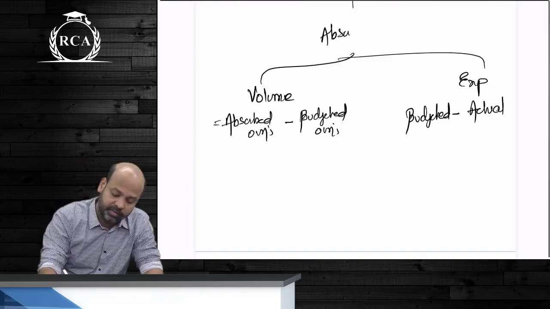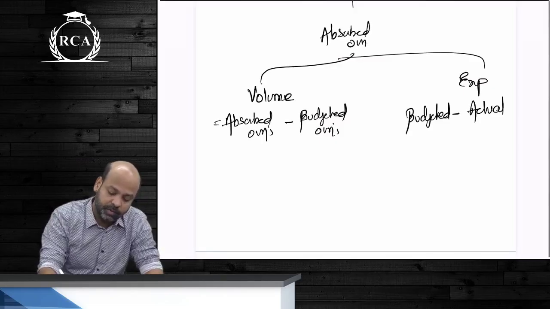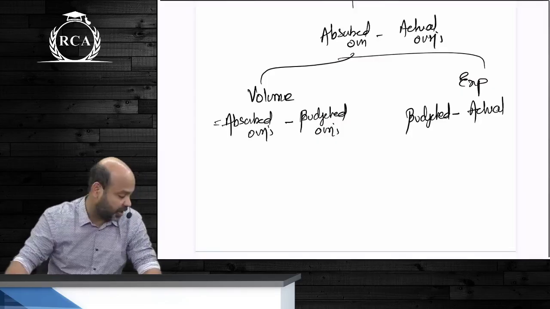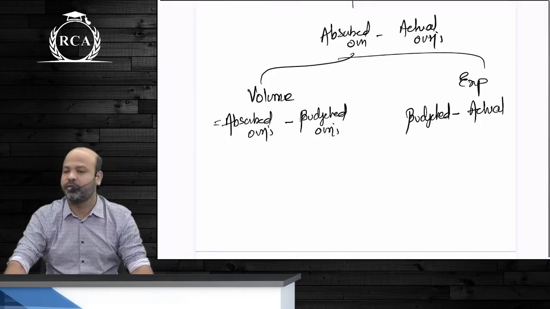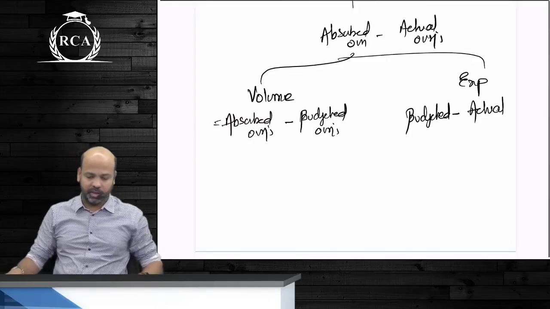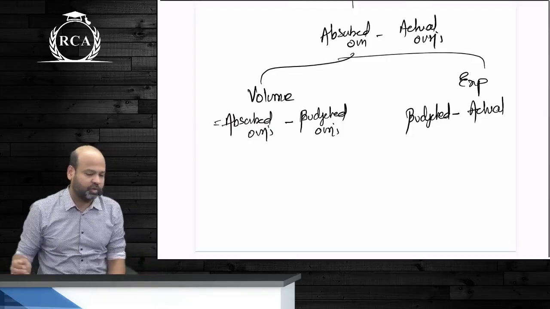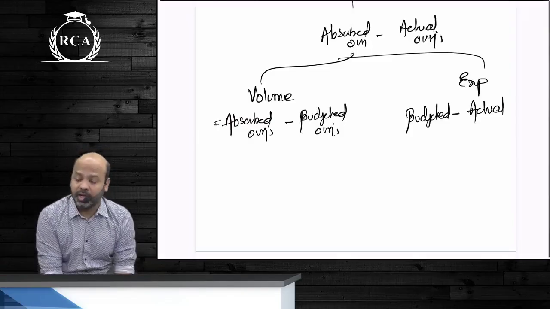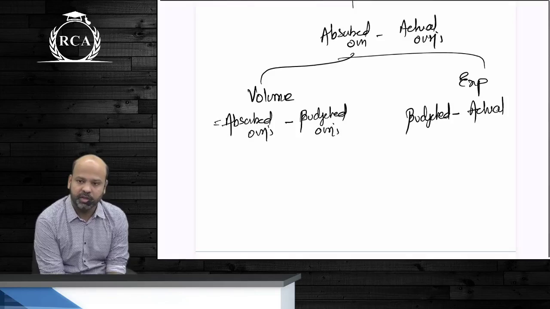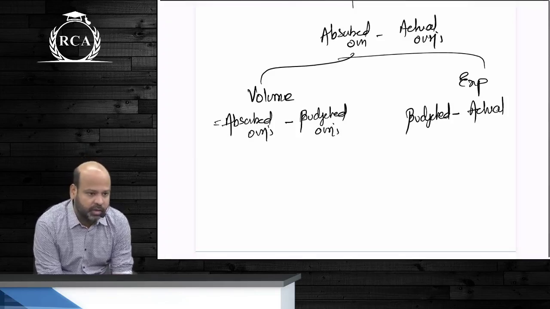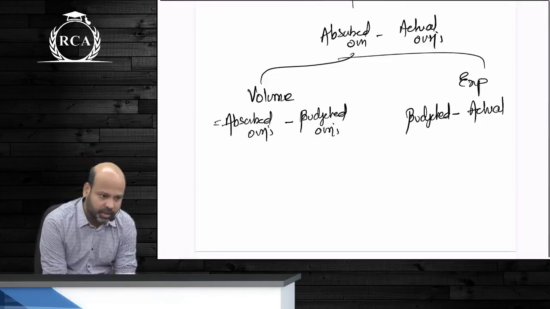Absorbed overheads minus actual overheads. This is exactly how you computed under recovery or over recovery of overheads in the overheads chapter. अभी भी वही है, there's no change. It's just that when you compute absorbed overheads, it should be based on standard relations. It should not be based on actual relations. Are we getting it? Yes or no? कोई doubt है इसमें? समझ में आ गया क्या बोल रहा हूँ मैं?